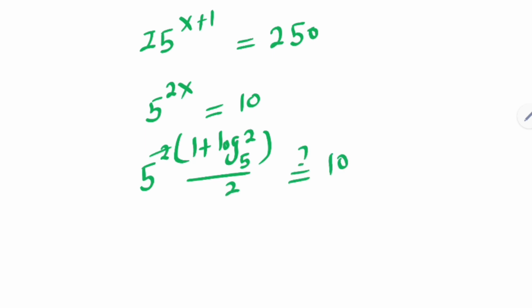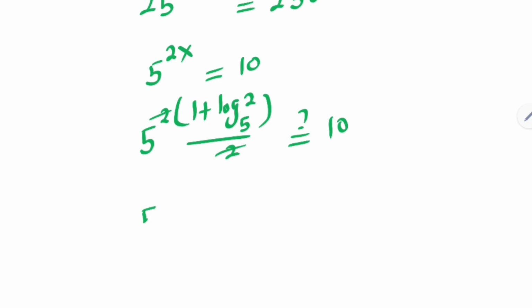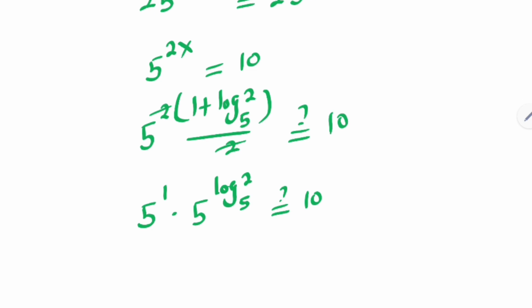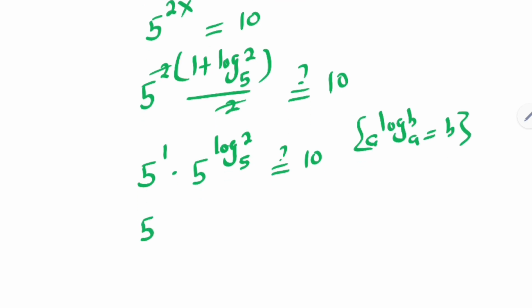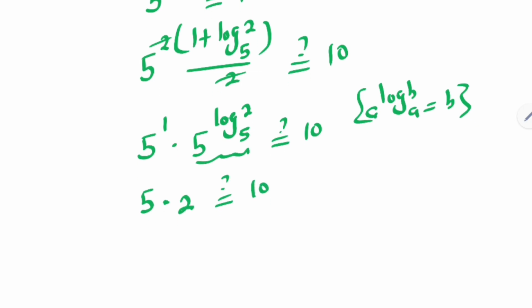To make it easier, this cancels this. We have 5 raised to power 1 multiplied by 5 raised to power log 2 base 5 must be equal to 10. If you have a raised to power log b base a, this is equal to b. Then 5 raised to power 1 is 5 multiplied by the whole of this, which is 2, must be equal to 10. 5 times 2, this is 10, is equal to 10, which is true.